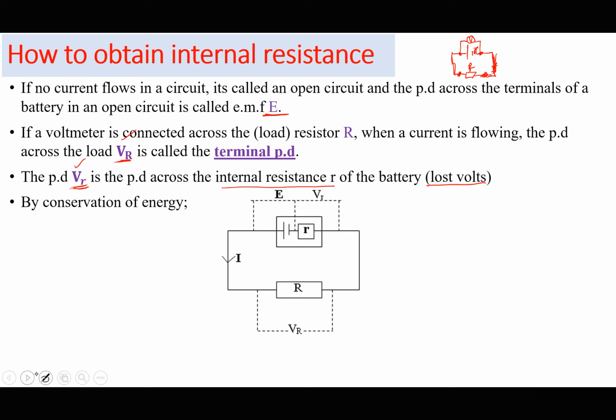volts. So if a battery has some internal resistance, many times you will see the battery drawn like this. So it has internal resistance and a PD across it due to its small resistance. And we are saying the PD across the outside resistor is going to be V subscript R, which is going to be called the terminal PD.